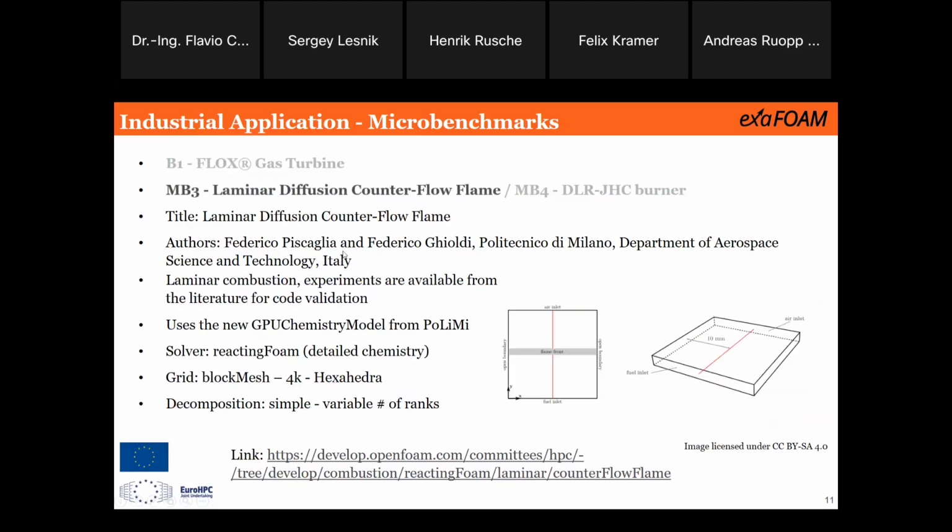And now the two microbenchmarks that are related to the flux gas turbine. One is the laminar diffusion counterflow flame, also from Federico Piscaglia and Federico Giordi. Here we have laminar combustion, and the experiments are available from the literature for the code validation. Also, this test case uses the new GPU chemistry model from Polimi. They use the same solver from the industrial application, reactingFoam with detailed chemistry, but with laminar flow. The grid is generated with blockMesh with 4,000 hexahedral elements.